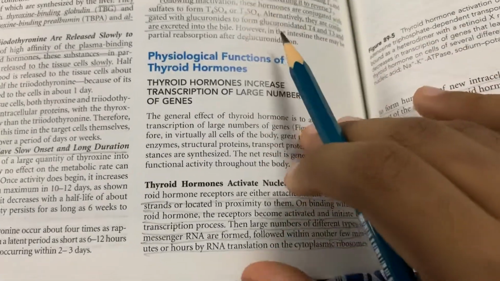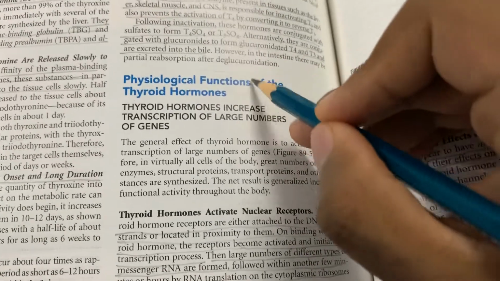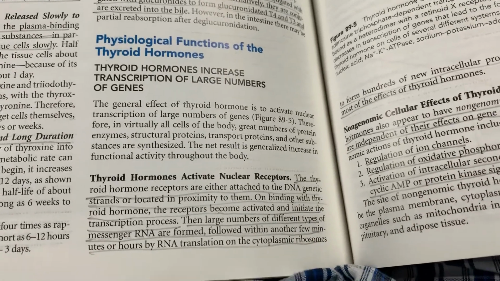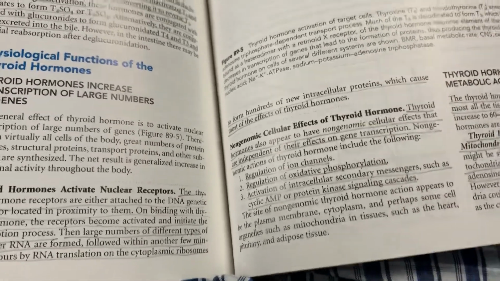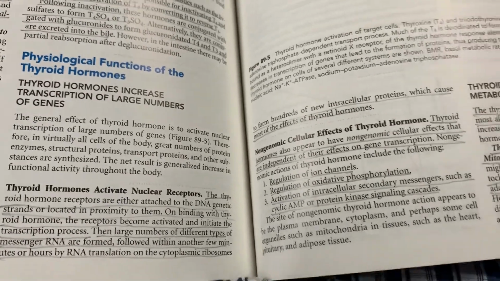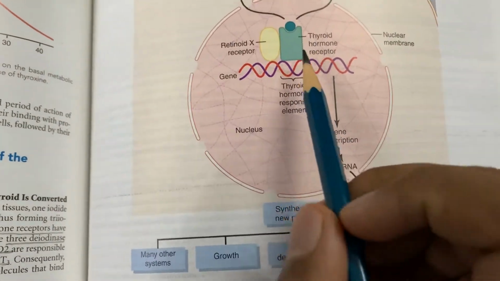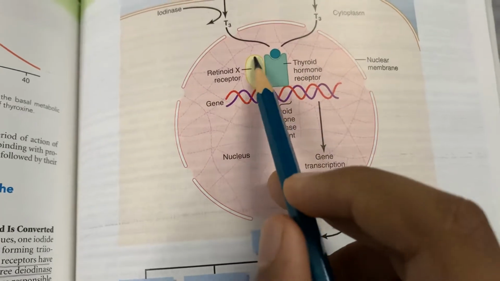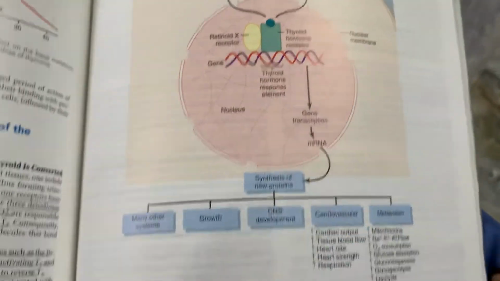And then finally the physiological functions of thyroid hormones. What thyroid hormones do is they bind to intracellular receptors and then they cause an increase in the translation of certain amino acids, and these amino acids form different kinds of proteins which cause most of the effects of thyroid hormones, okay? And you can see here the thyroid hormone receptor itself is attached to the DNA strands or is located in proximity with them, and the retinoid X receptor exists as a heterodimer along with the thyroid hormone receptor, okay?